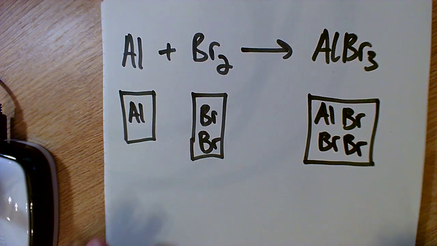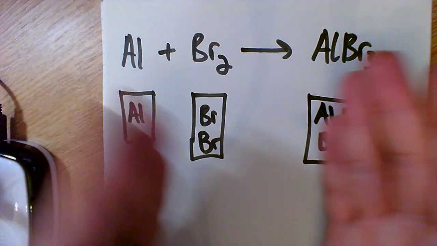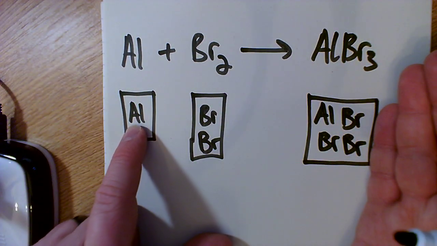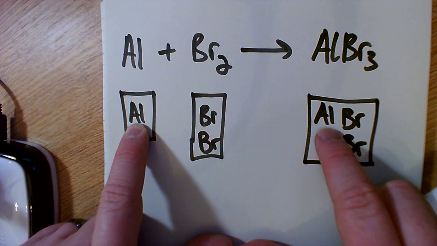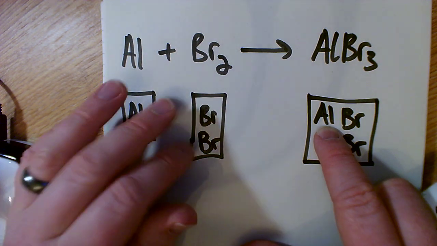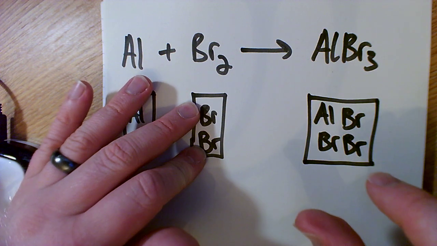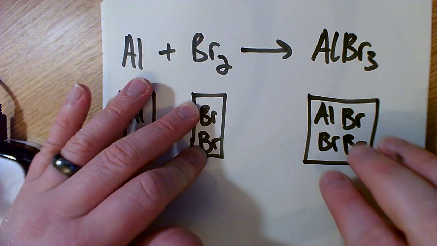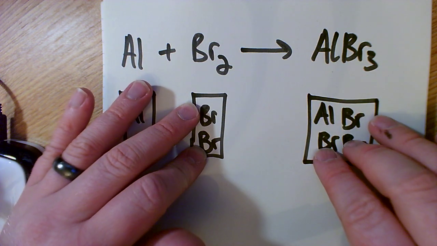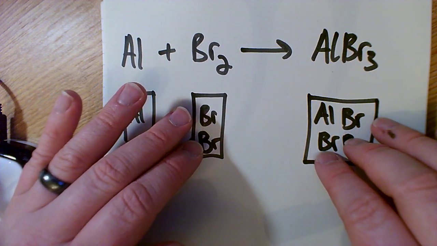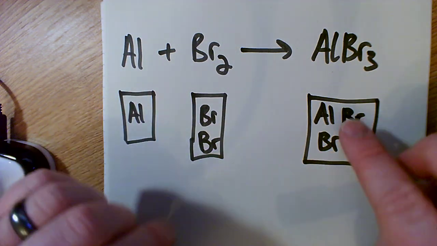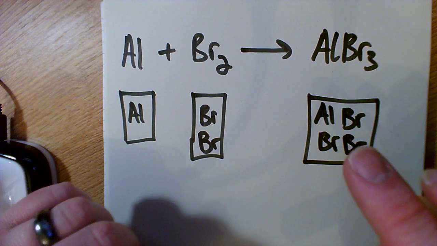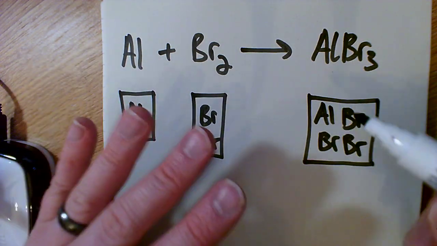Fine. So I now want to work from left to right. I've got 1 aluminium here and I've got 1 aluminium here. So that's nice and balanced. However, I've got 2 of the Br atoms on the left and I've got 3 of the Br ions on the right. So that's an issue. I need to try to balance it.